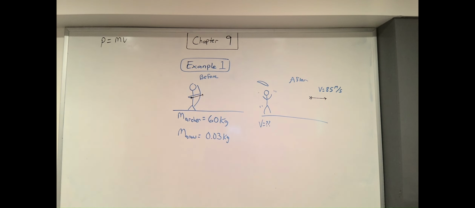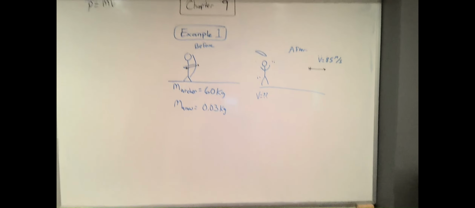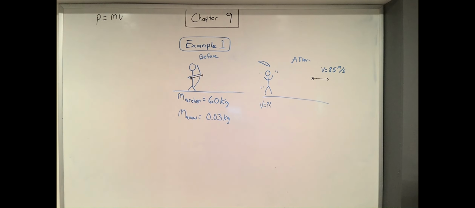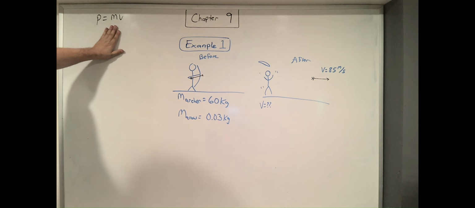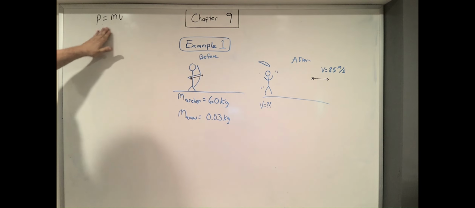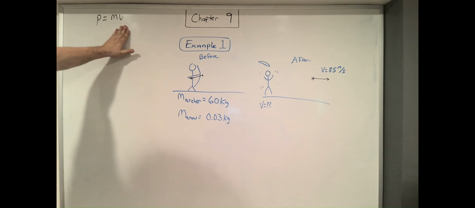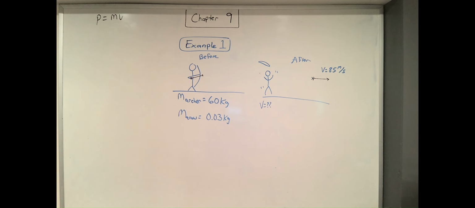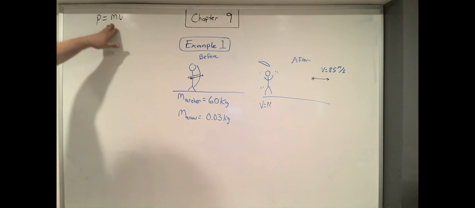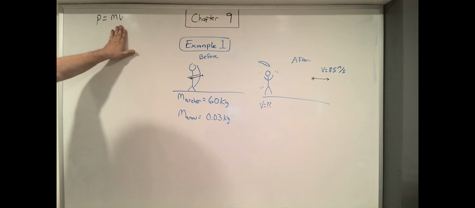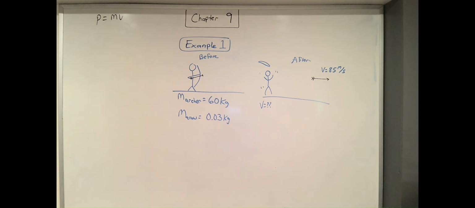So here we are, chapter 9. We use our first example here. This chapter is all on momentum and the conservation of momentum. It's a lot like the energy conservation chapter, except this time we're introduced to a new thing called momentum. Momentum is just a mass times a velocity. Any object that is moving carries momentum with it. The larger the mass, the bigger the momentum. The larger the velocity, the bigger the momentum.